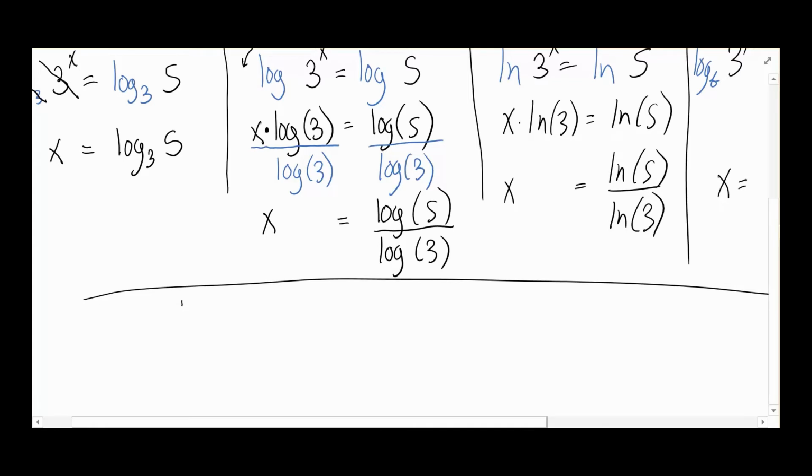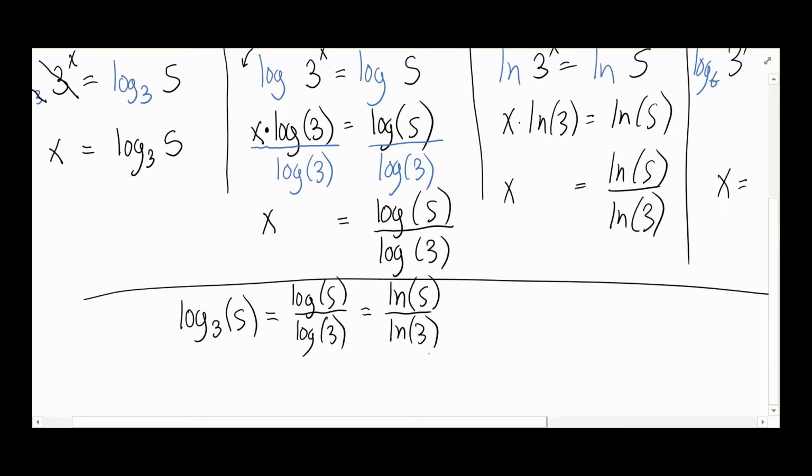What we just showed is that log base 3 of 5 was the same thing as the common log of 5 over the common log of 3. And that was also the same as the natural log of 5 over the natural log of 3. And really, we could do that with any old base we want.